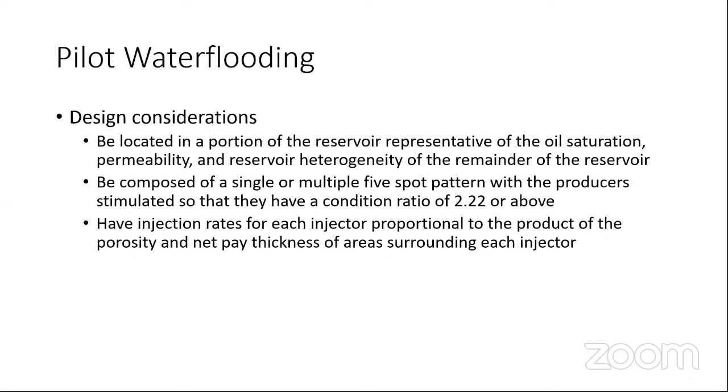You have design considerations. It should be located in a portion of the reservoir representative of oil saturation, perm, and reservoir heterogeneity for the remainder of the reservoir. Be composed of a single or multiple 5-spot pattern with the producers stimulated so that they have a condition ratio of 2.22 or above. Have injection rates for each injector proportional to the product of the porosity and net pay thickness of areas surrounding each injector.